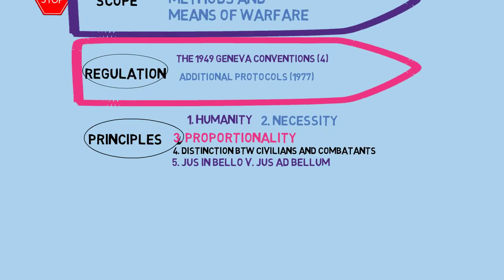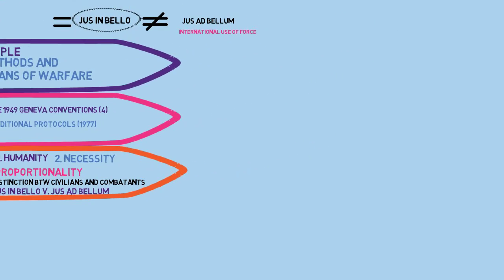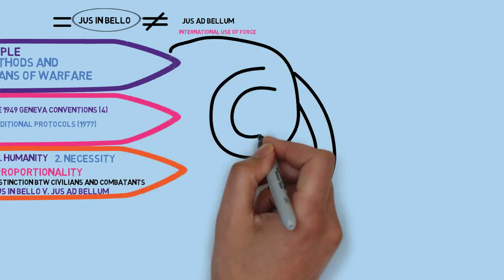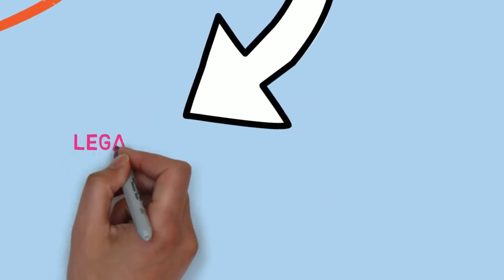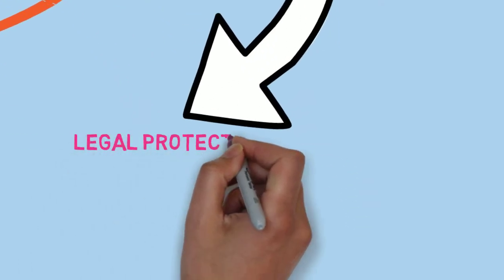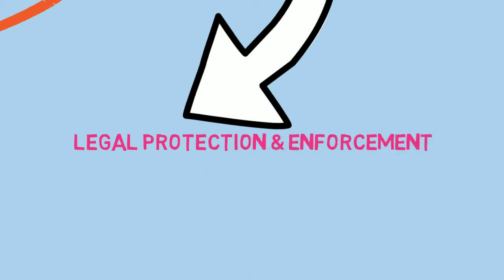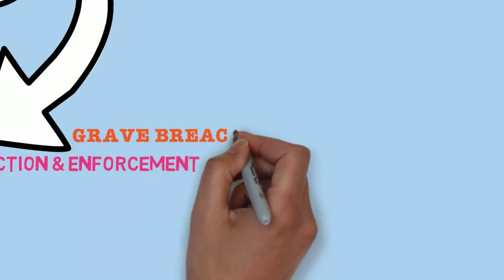So then let's speak about the protection. The question here is, what kind of legal protection do these rules arise? That is, can we try someone for these breaches of international humanitarian law?